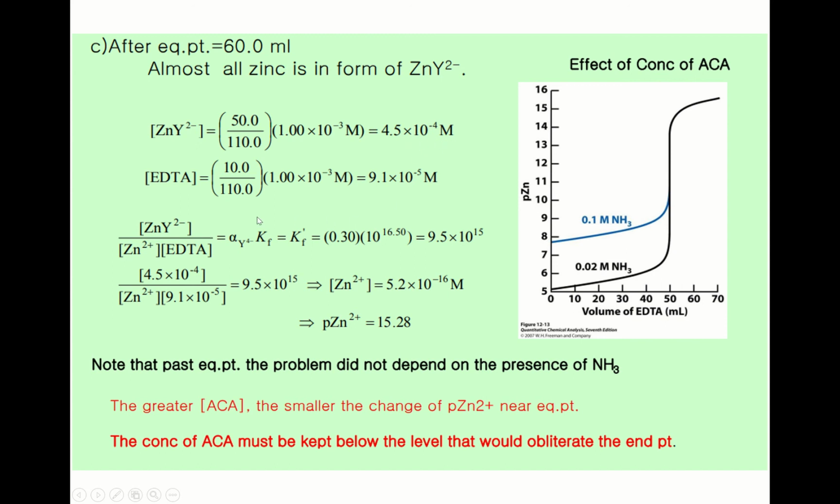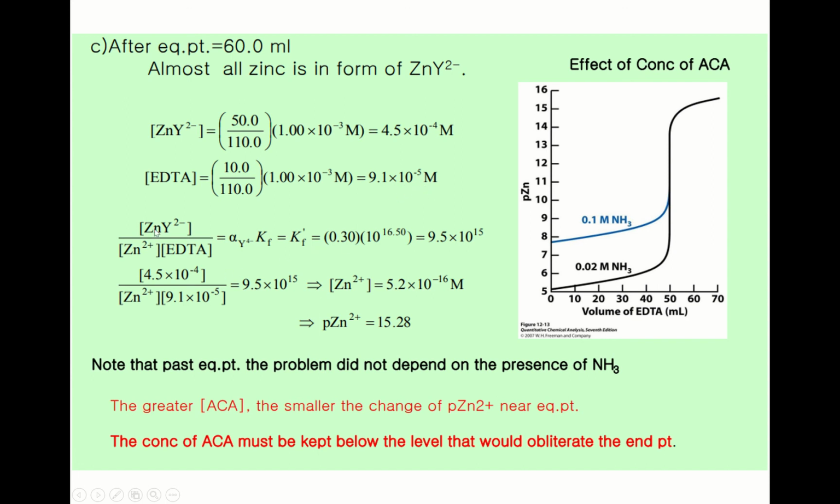And what is the free EDTA concentration? Here, 10 ml of EDTA is free, and 10 divided by 100, this is the total volume, and multiply by the EDTA concentration. Now it is 9.1 times 10 to the minus 5 molar, okay?